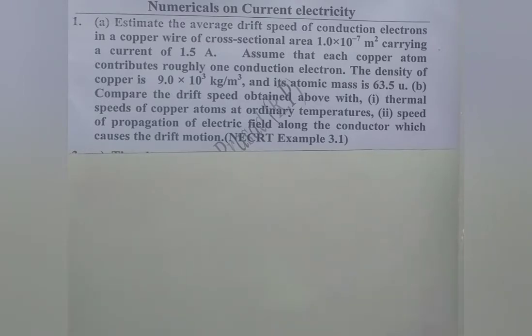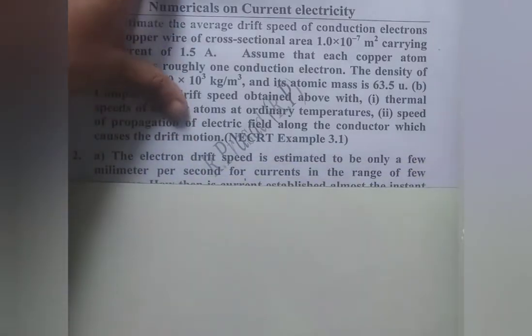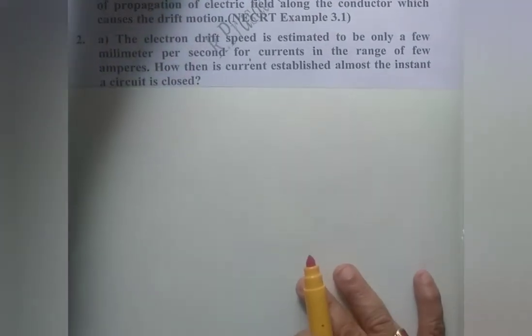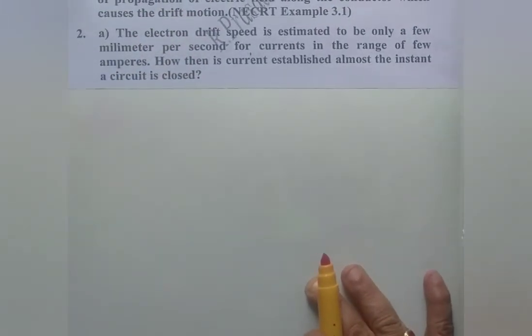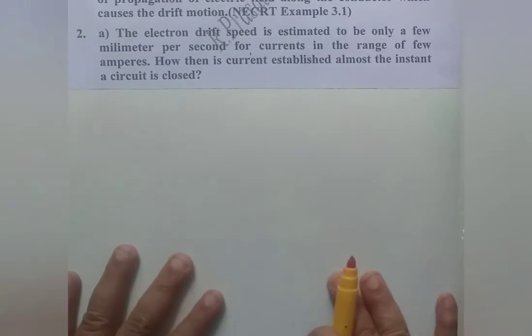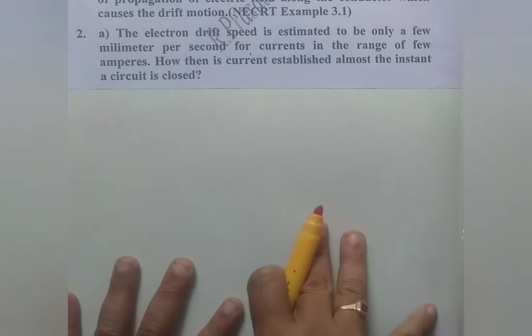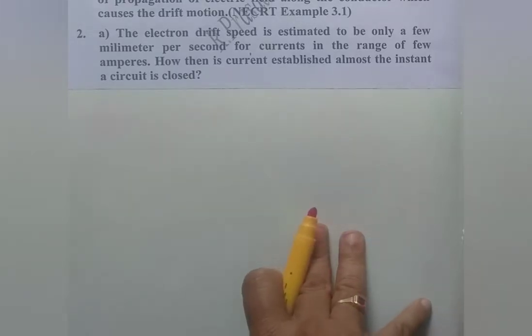We read the next numerical. The electron drift speed is estimated to be only a few millimeter per second for currents in the range of a few ampere. How then is the current established almost instantly when a circuit is closed? This is a beautiful conceptual question.